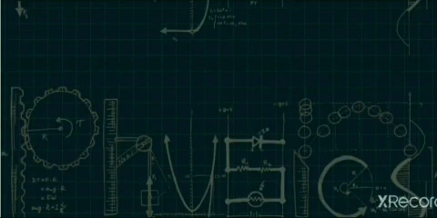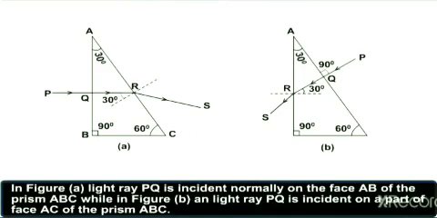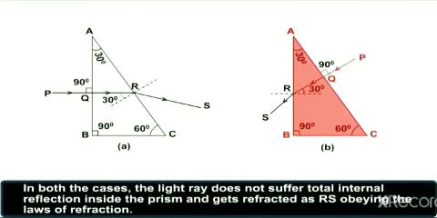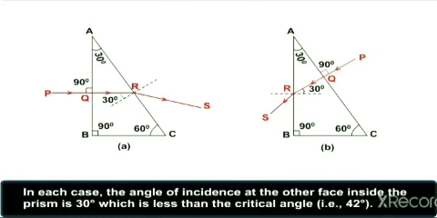Non-occurrence of total internal reflection through a 30 degree, 90 degree, 60 degree prism. In figure A, a light ray PQ is incident normally on the face AB of the prism ABC, while in figure B, a light ray PQ is incident on a part of face AC of the prism ABC. In both cases, the light ray does not suffer total internal reflection inside the prism and gets refracted as RS, obeying the laws of refraction. In each case, the angle of incidence at the other face inside the prism is 30 degrees, which is less than the critical angle.